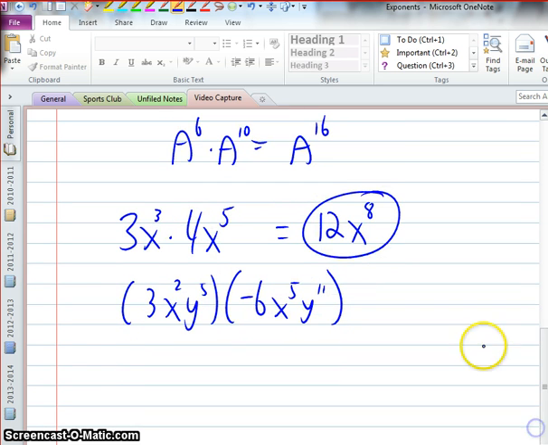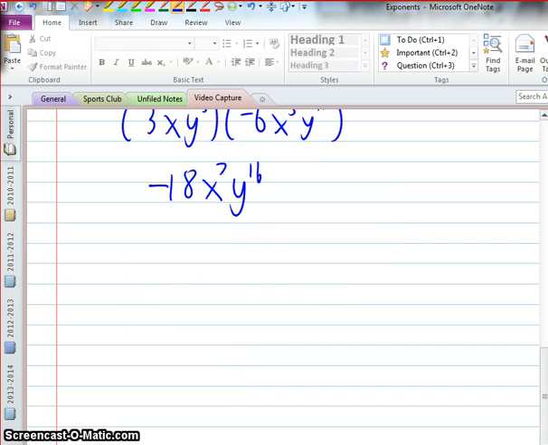So here, negative 6 times 3 is negative 18. Now when you deal with the like bases, okay, the x's can combine and the y's can combine. And finally, one last example. You just have to be on your toes to make sure you don't make a mistake.